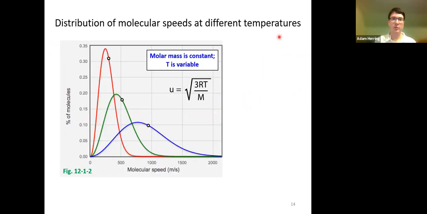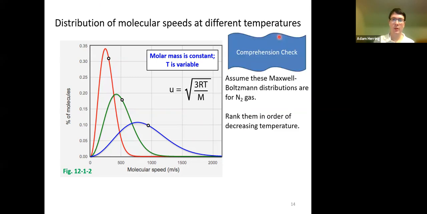So here's another problem for you to think about. What would our distributions look like if we have the same identity of the gas, but the temperature is the variable? You should be able to do this by thinking through the relationship between molar mass, temperature, and root mean square speed. So assume that each of these distributions is for nitrogen gas. Rank them in order of decreasing temperature. Pause the video and try this on your own.